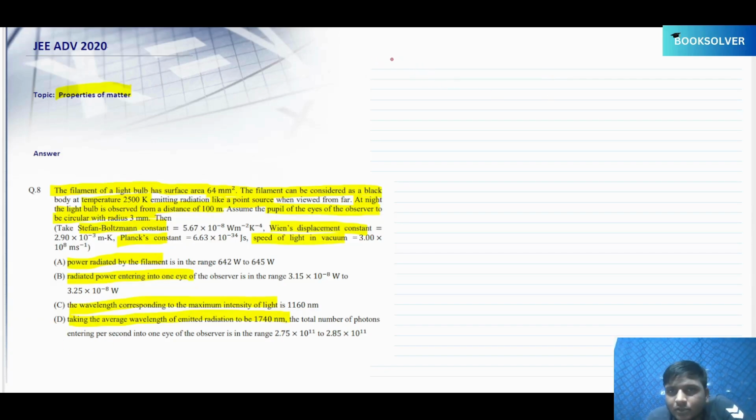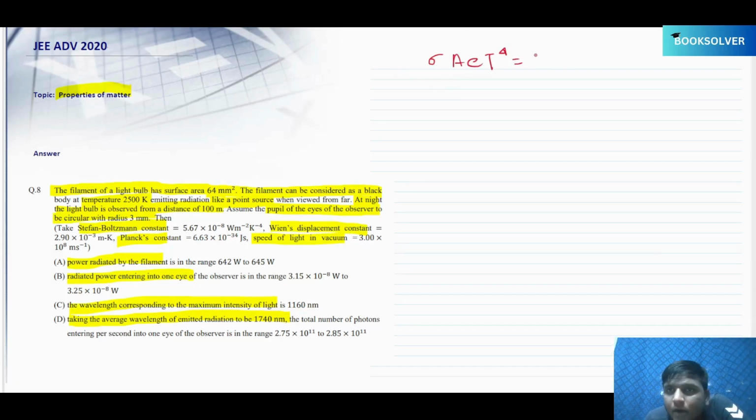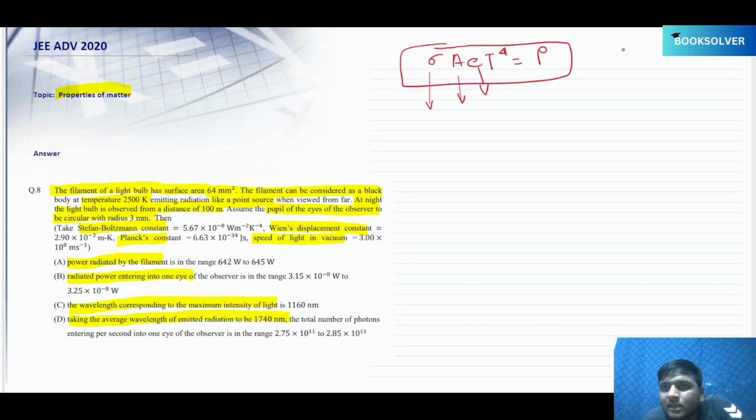Before starting the question, I must mention the most important formula used here. It will be sigma A e T to the power 4 is equal to the power emitted, or the energy radiated per second, that is P. Here sigma is nothing but the Stefan-Boltzmann constant itself. A is area, e is the emissivity, and for an ideal black body, e is always equal to 1. Now T is the temperature given and P is the power radiated.